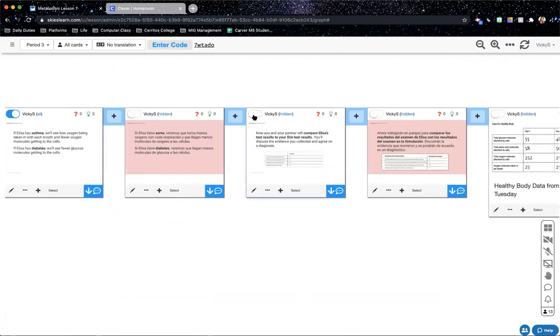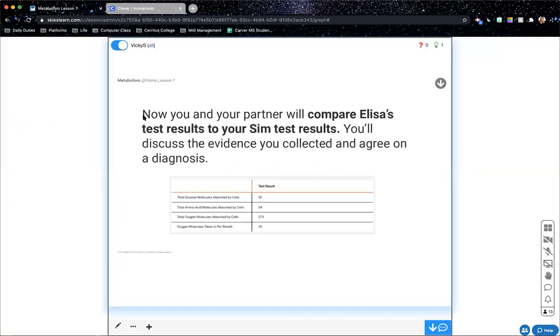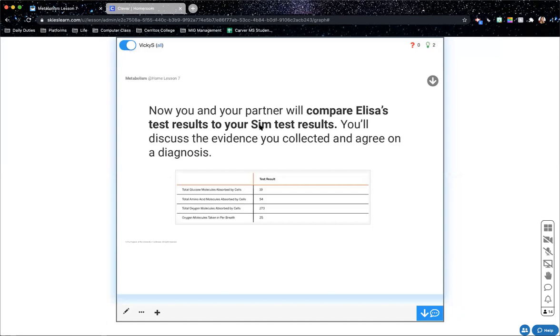Alrighty, so let us look at this. So now you and your partner will compare Elisa's test result to your SIM test result. You will discuss the evidence you collected and agree on a diagnosis. So we are working together. So this is the result of Elisa's.